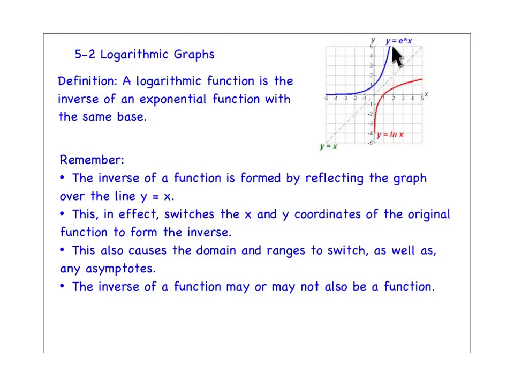You can see that the graph here in blue is exponential. It's growth, goes through the point 0,1. The logarithmic graph, you'll notice in the red, is an inverse. It is a reflection over the line y equals x. In essence, what this does is switch all the coordinates of x and y. That's how you form the inverse. It also switches the domain and range. And in this case, both functions, the red and the blue, are both functions. Be sure and get this information into your composition notebook.